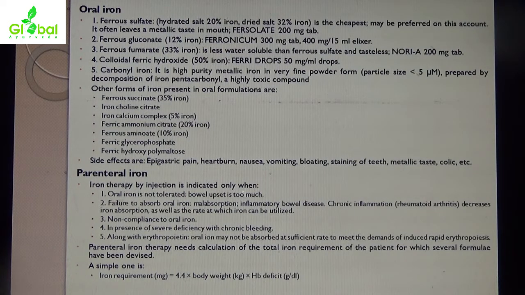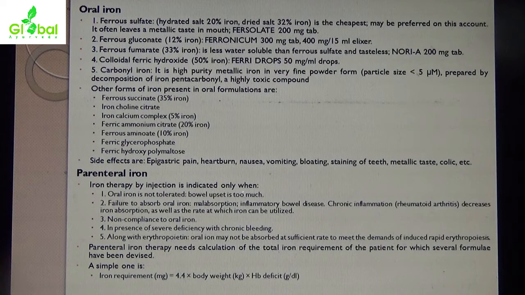Generally, oral iron's complications or side effects are epigastric pain, heartburn, nausea. It also causes vomiting due to that metallic taste, bloating in stomach, staining of teeth black, and colicky pain. Generally in children's preparations we use ferrous gluconate, ferrous fumarate, and in severe conditions we use ferric oxide.